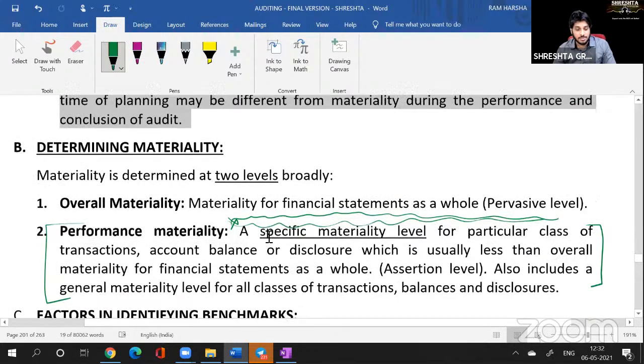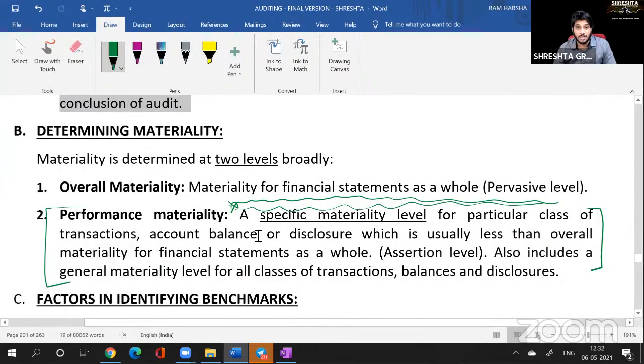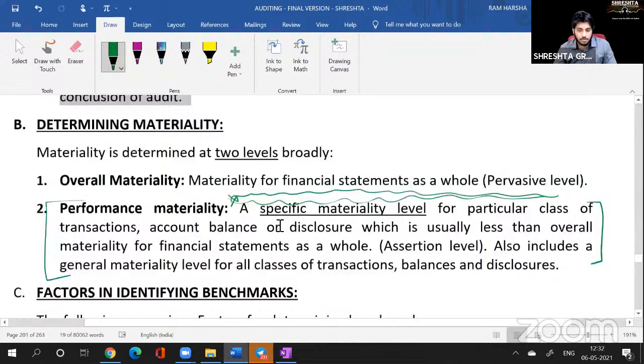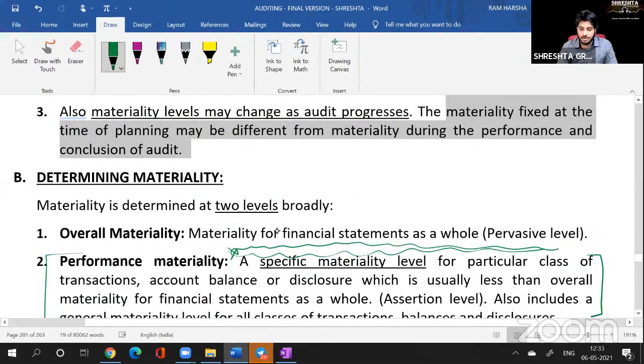of the audit. See, this video is again telecasting on YouTube, right? You write the definition of performance materiality later after watching that video once again, once I complete the class. Okay, see here I gave a wrong sentence. Pervasive level, it's not pervasive level. You take this off. Please, all of you, make a note. Materiality for financials as a whole.